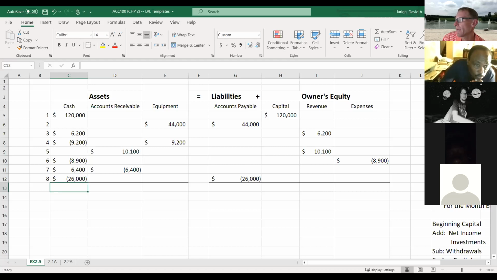I go to my liabilities. I'm going to do the same thing there. I'm going to add up my liabilities. I got 44 minus 26. I get 18,000. I only have one item here. That's 120. I'm going to add up my revenues. And then I'm going to add up my expenses. And then what I'll do here is take accounts payable, add my capital, add my revenue, and subtract out my expenses. If I do that, I get 145.4. Notice it's the same number. So we're balanced.